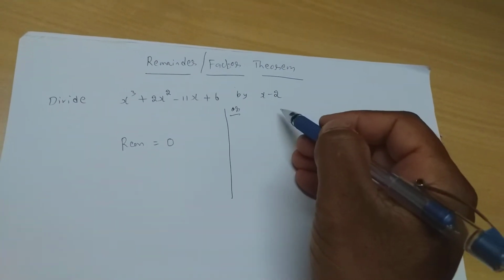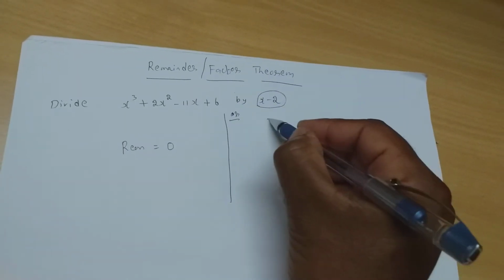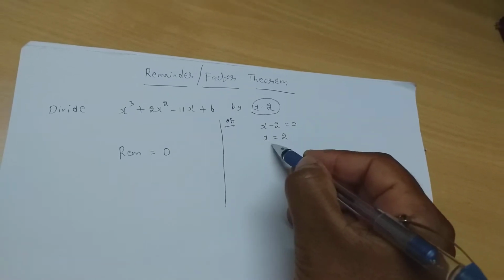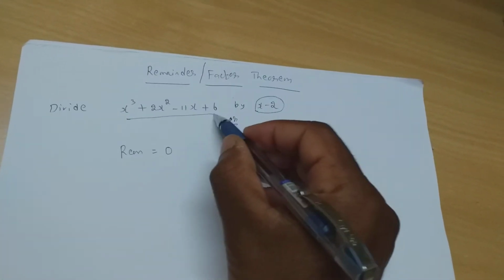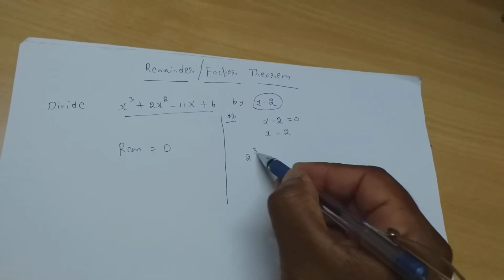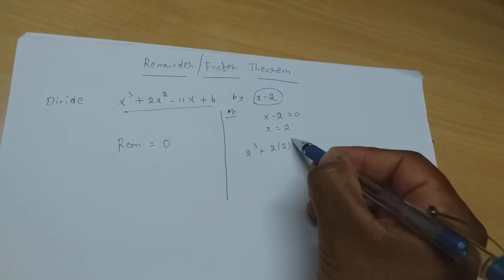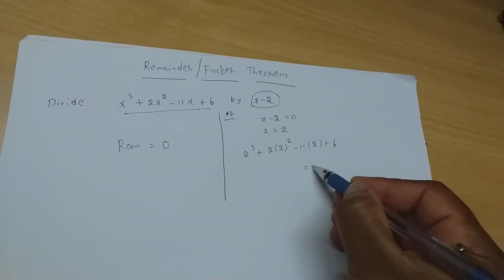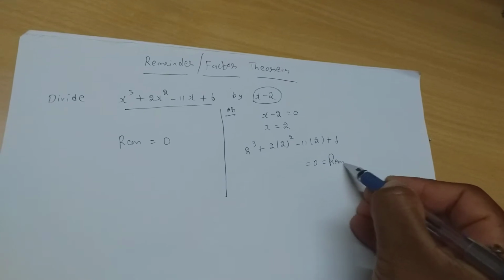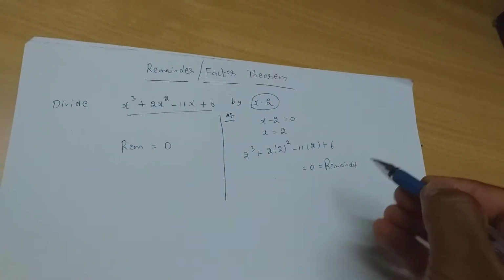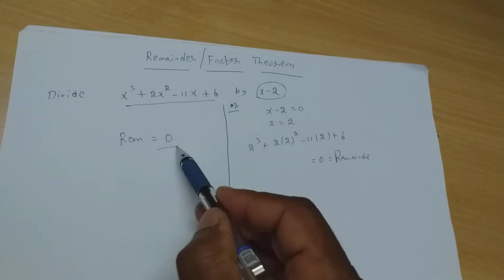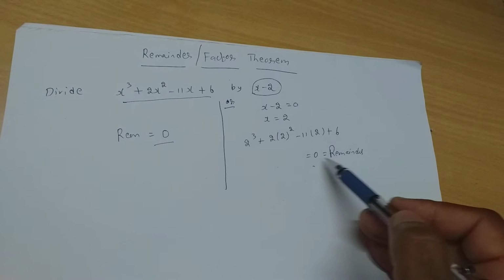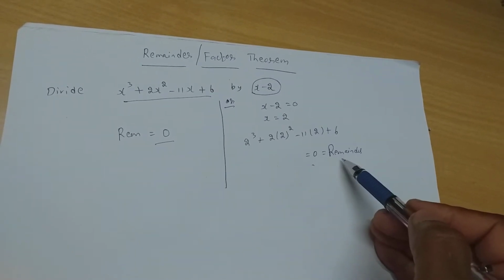What do we do in the remainder theorem? We equate the divisor to 0. I get the value for x. Replace x equal to 2 in this dividend. So how much do I get? 2 cube plus 2 into 2 square minus 11 into 2 plus 6 equal to 0, I got. That is my remainder. Are we clear? Instead of dividing and then finding the remainder, by using the remainder theorem and this process, I directly get the remainder. Are we clear with this?